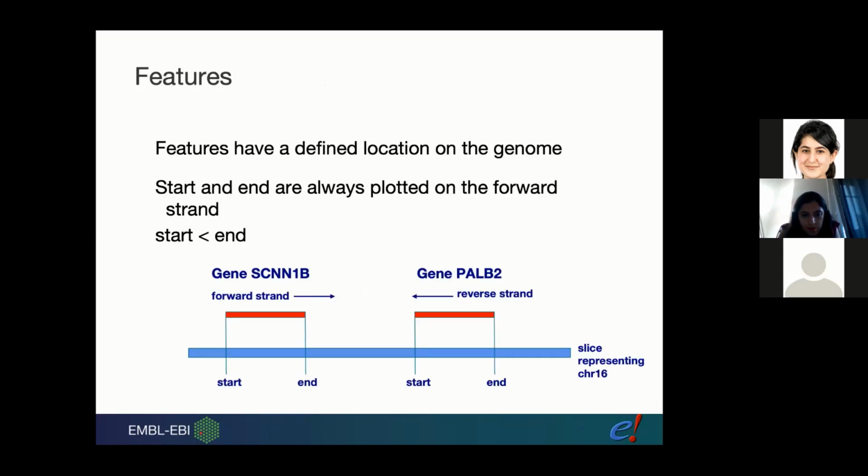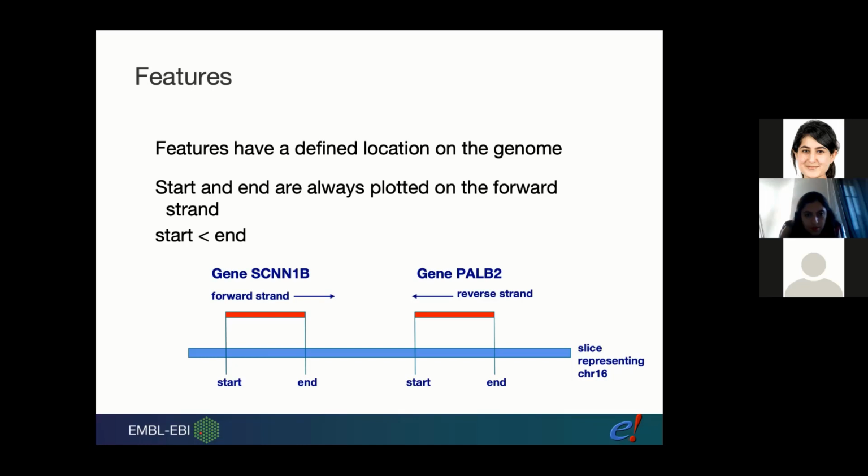All of our features have a defined location on the genome. So every feature has a defined start and end position. And it's important that the start and the end of a feature is always defined on a forward strand. So this means that feature start and end might not reflect the transcription start and end. And this is because the start coordinate always has to be smaller than the end coordinate in Ensembl.